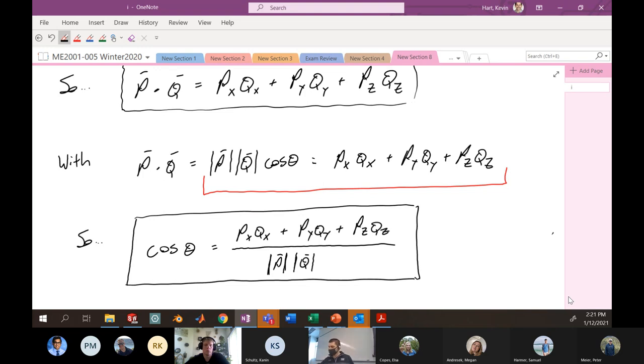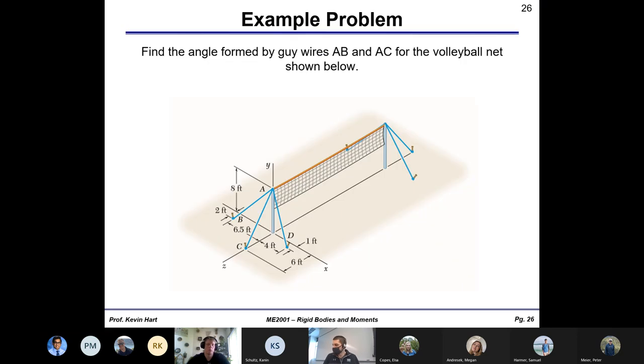Okay, let's look at a quick example that uses this. It could be potentially useful in your life. Volleyball nets. Yes, probably not going to be used anytime soon. Here we want to find the angle between guy wires AB and AC for this particular volleyball net. Okay, so here's AB, and AC.